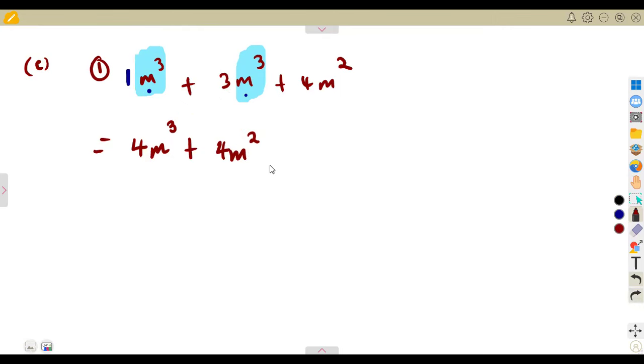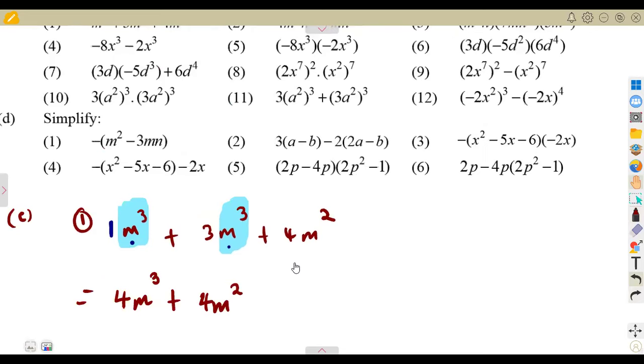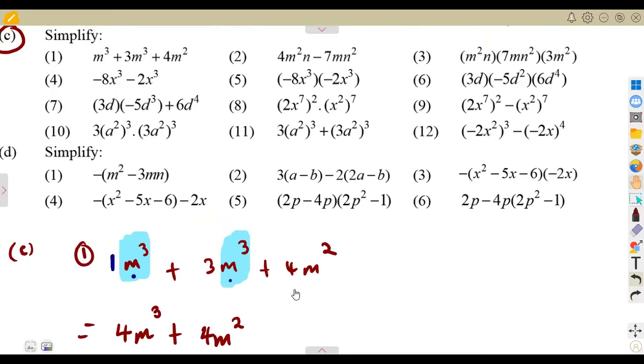We shall talk about the part called factorization in another class. How do we factorize when these two cannot be added, but they are common terms that can be factored out? But in this case, it's a simplification. So this cannot be simplified. It's done. Okay. Number 2, you are given 4m squared n minus 7m n squared. So the question is, can this be simplified?